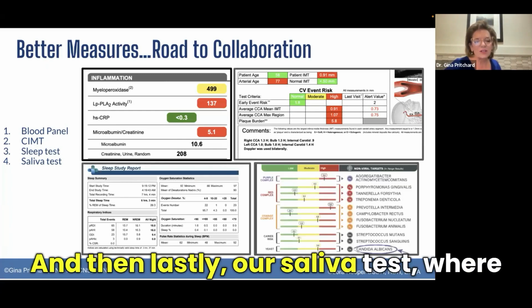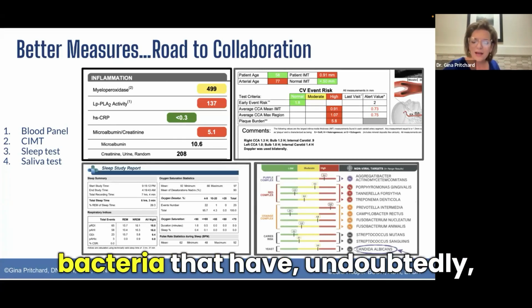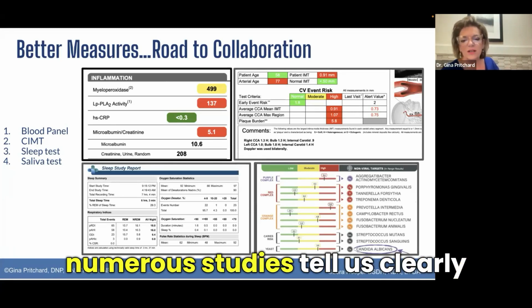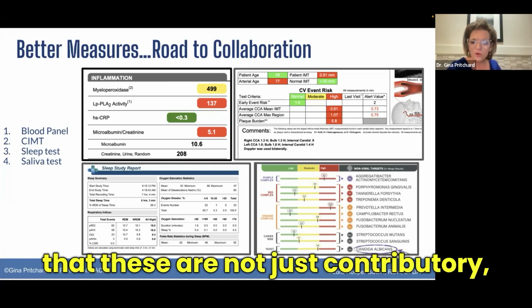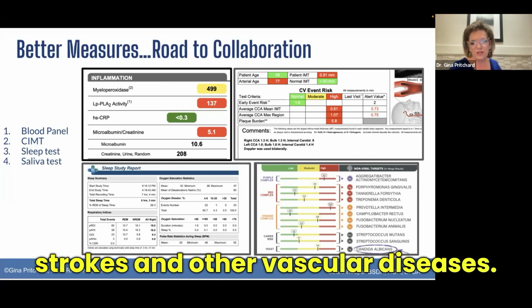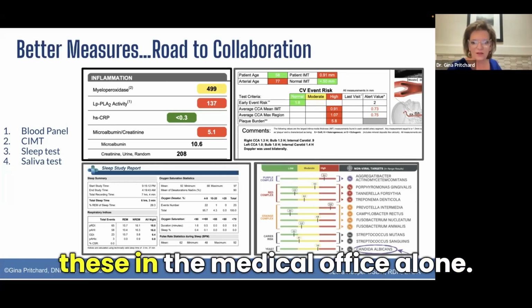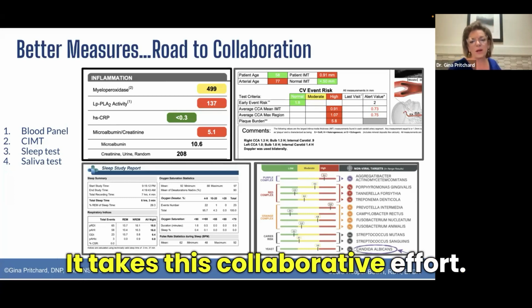And then lastly, our saliva test, where we identify these 5 dangerous bacteria that have undoubtedly, numerous studies tell us clearly, that these are not just contributory, but causal of heart attacks and strokes and other vascular diseases. There's no way that I can resolve these in the medical office alone. It takes this collaborative effort.